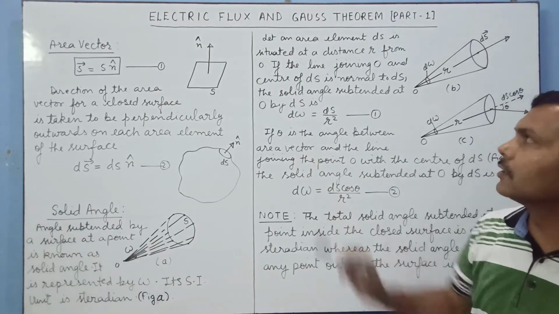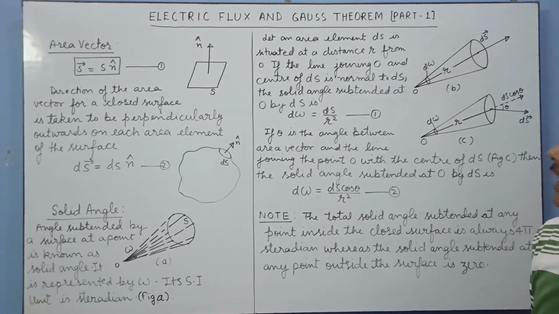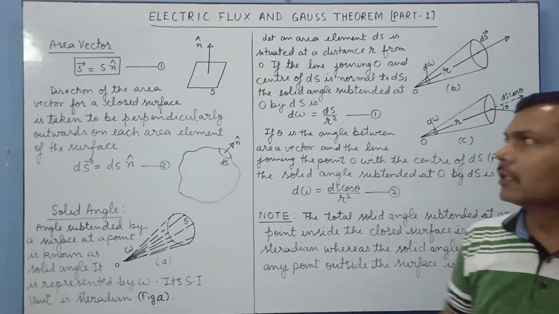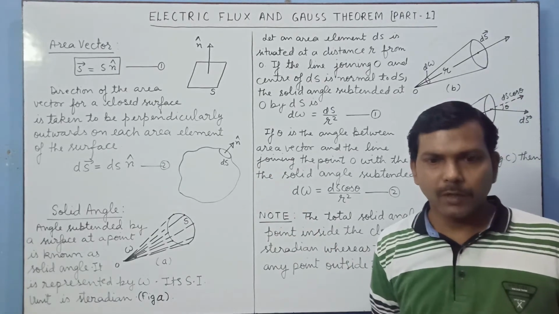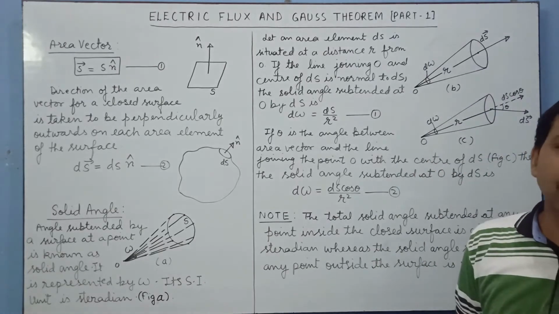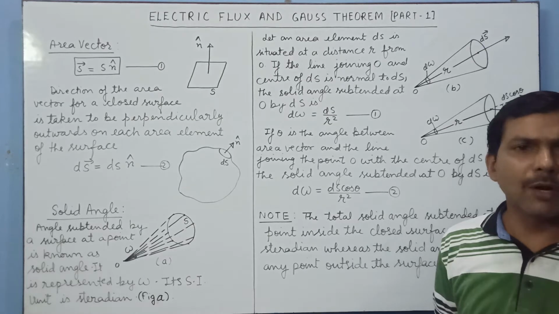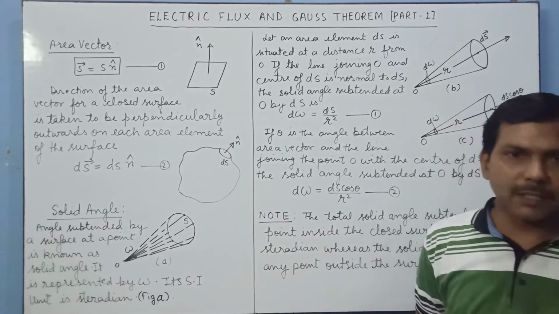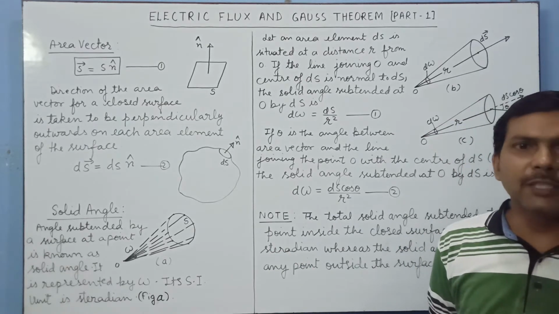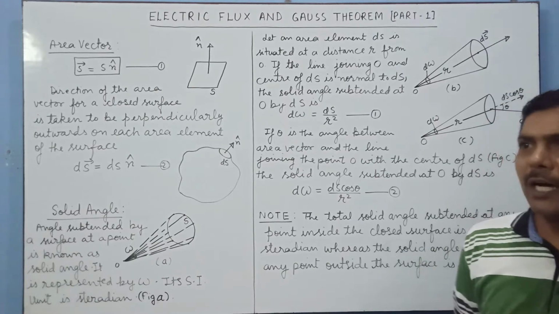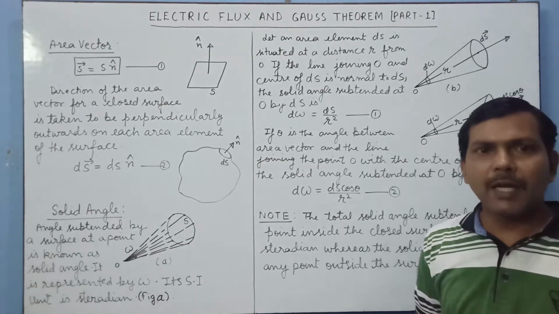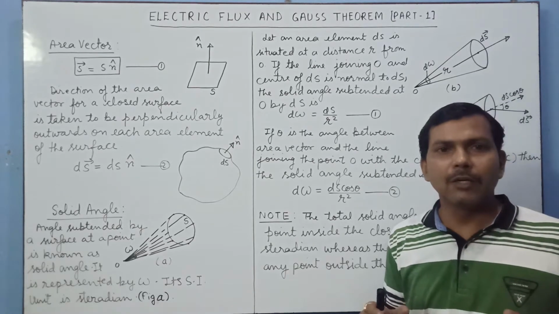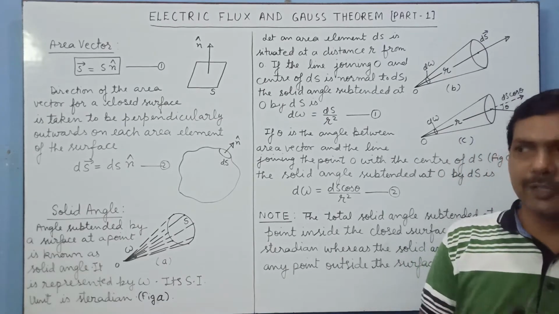Now come to the second chapter, that is electric flux and Gauss theorem. First we will discuss here about area vector. Area in general is considered to be a scalar quantity, but here we will define area vector. Means that we consider area to be a vector quantity, and this is only because we want to define the orientation of area inside an electric field.